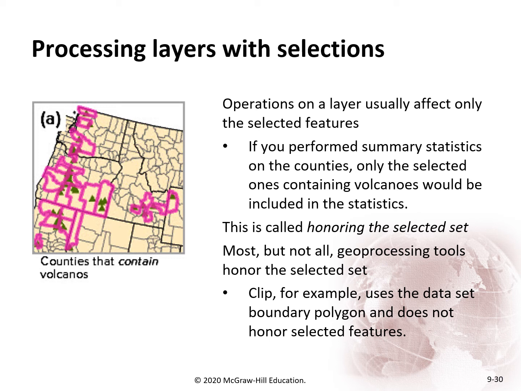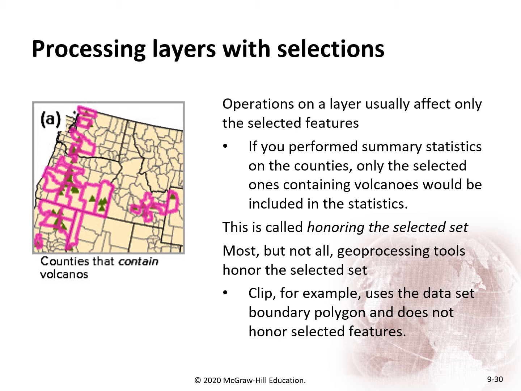Processing layers with selections. Operations on a layer usually only affect the selected features, so that turns out to be useful. So if you perform summary statistics on the counties, only the selected ones, the ones that you've found that have volcanoes, would be included in that statistic. This is called honoring the selected set.